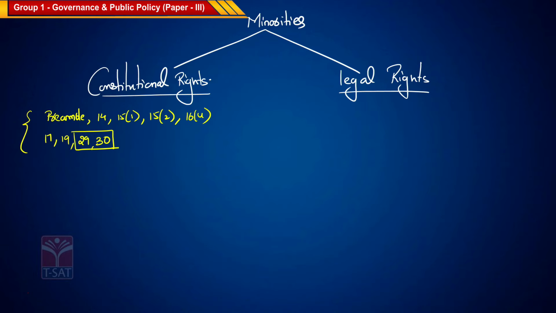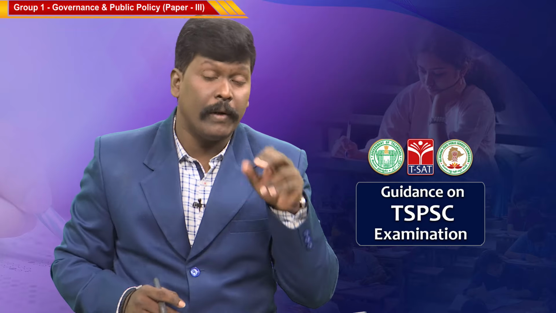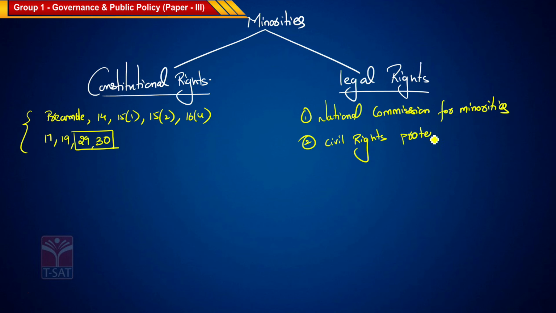Then what are the legal rights? See, there are no specific legal rights for the minorities. But we need to mention some common rights which are available for everyone, which include minorities as such. But specifically we have the National Commission for Minorities. Then we have the Civil Rights Protection Act 1955. We have the Minimum Wages Act 1948. So all these are the constitutional protections and legal protections.